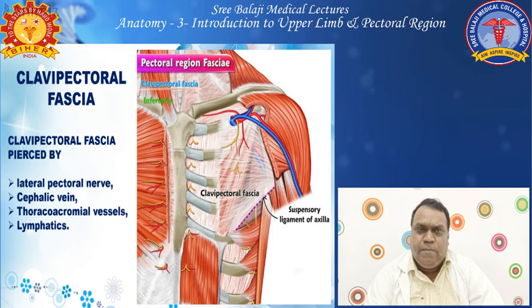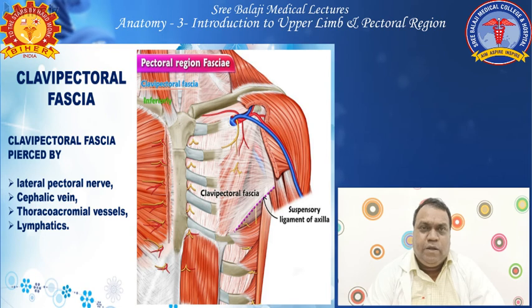Then we also saw the fascia known as the clavipectoral fascia. It is attached to the clavicle and the pectoral region and continues as a suspensory ligament. It is pierced by the cephalic vein, thoracoacromial vessels, lymphatics and thoracic cutaneous nerves.